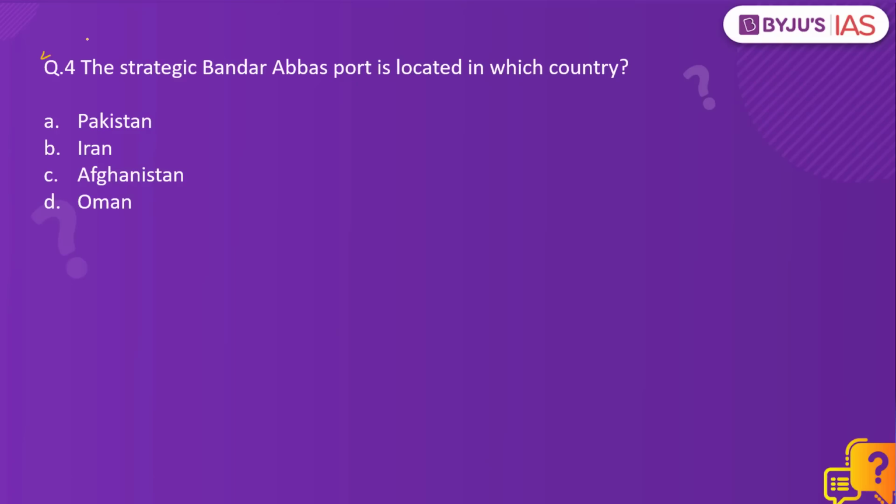Now let's look at the fourth question. The strategic Bandar Abbas port is located in which country? Pakistan, Iran, Afghanistan, Oman. The correct answer is option B, Iran. The Bandar Abbas port is located in Iran.